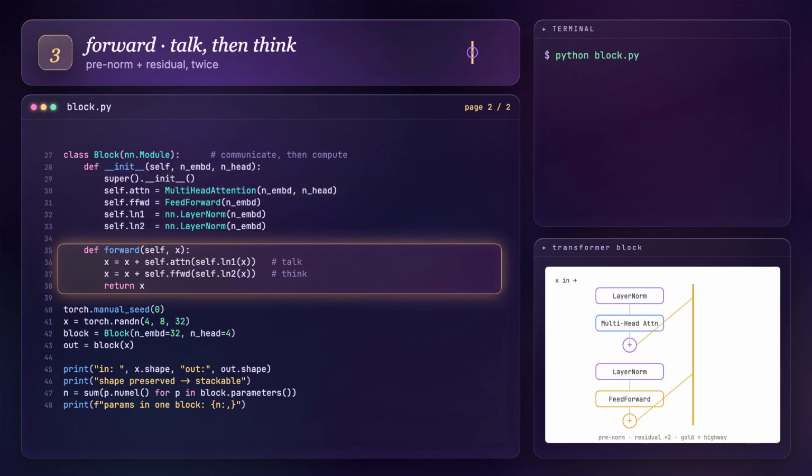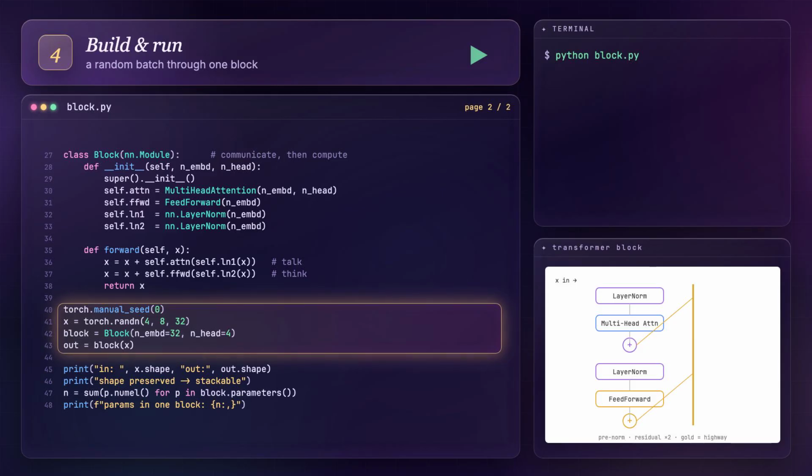The block, the 2 sublayers. Now the block, and watch the constructor. We make a multi-head attention, a feed-forward, and 2 layer norms, ln1 and ln2, one to clean the input before each sublayer. That's the whole inventory: communicate, compute, and 2 stabilizers, 4 lines of setup for the single most important unit in modern AI.